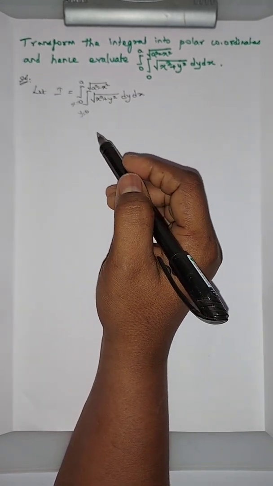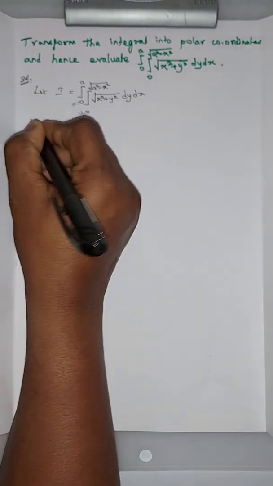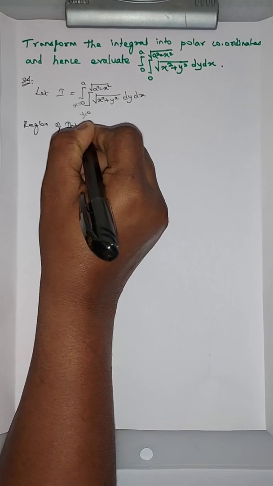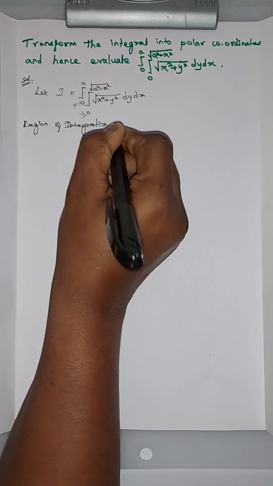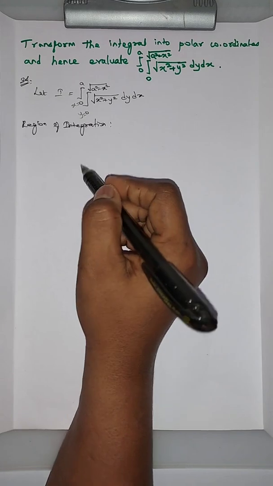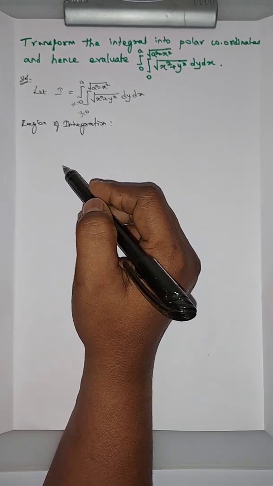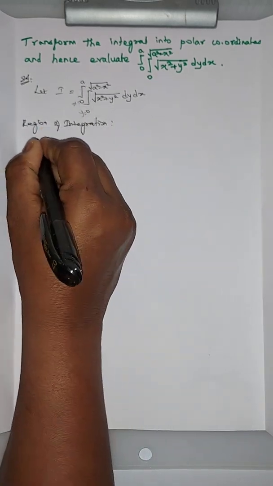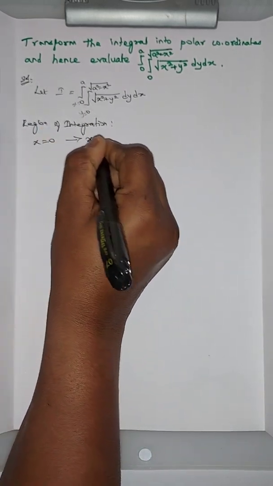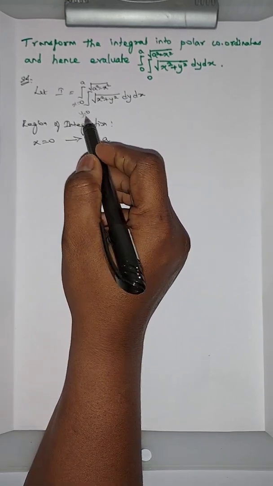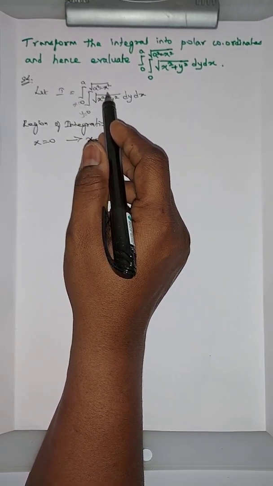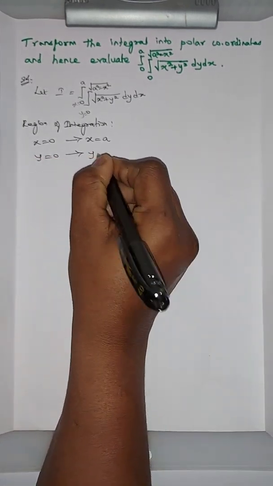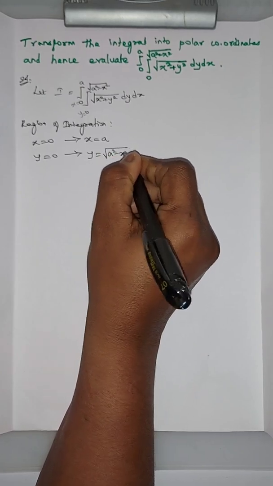Right. So first of all, finding the region of integration. Writing down the limits and from that finding the region of integration. Here x varies from 0 to a, that is, x is equal to 0 to x is equal to a. And y varies from 0 to root of a square minus x square, that is, y varies from 0 to y is equal to root of a square minus x square.